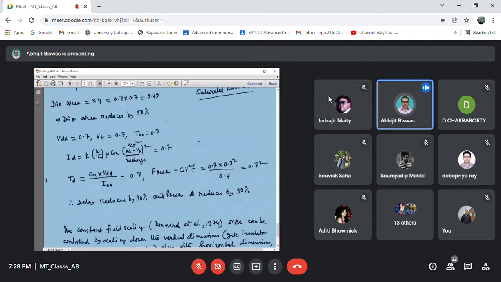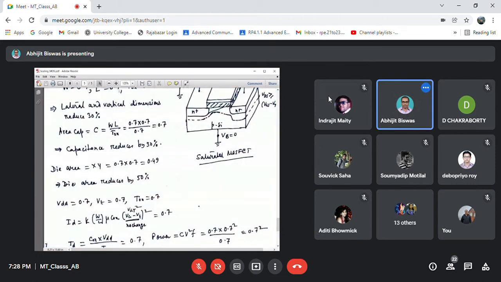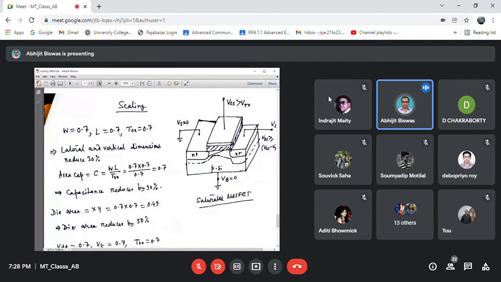So this is the schematic diagram, already you have seen many times. It is for the long channel devices so that you can understand what would be the impact of downscaling. So if you have any question regarding the scaling or impact of scaling on improvement of the device performance, you can ask me.